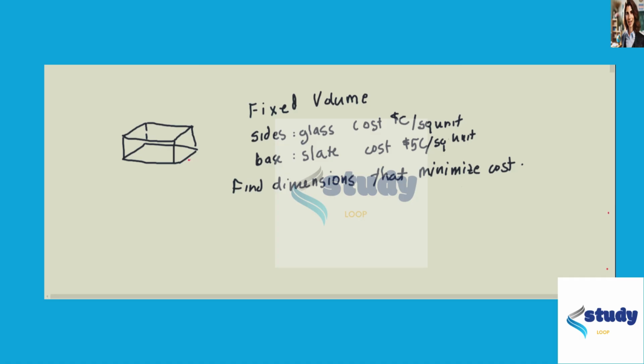We're going to make an aquarium and it's going to have some fixed volume, but they don't give you a number, so you need to just give the volume a name. So let's give it the name Big V. Okay, the sides are going to be made of glass and they cost some amount per square unit. So I just put C for how much they cost. And then the base is made of slate and it costs 5 times what the glass does, so 5C per square unit. All right, so the question is, what should the dimensions be so that the cost is a minimum?